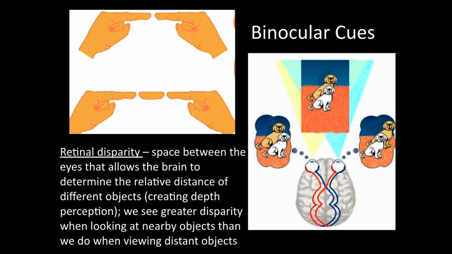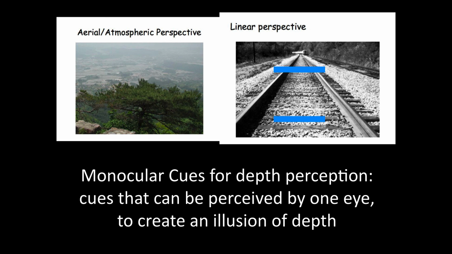If we don't have the use of both eyes, or if an object is very, very far away, say like a plane flying overhead, what we're actually using are called monocular cues for depth perception, or cues that can be perceived by one eye to create the illusion of depth. And you're going to learn about that in the Flip It video that you watch.